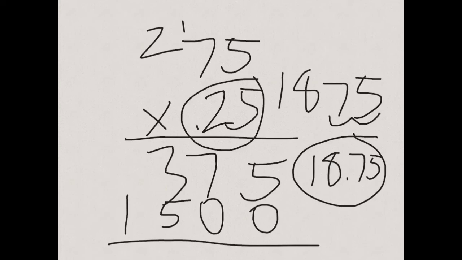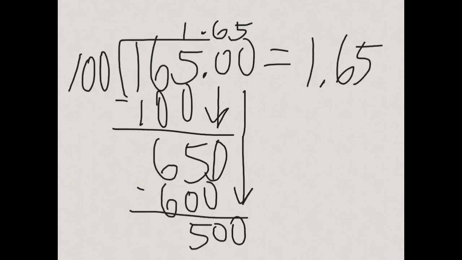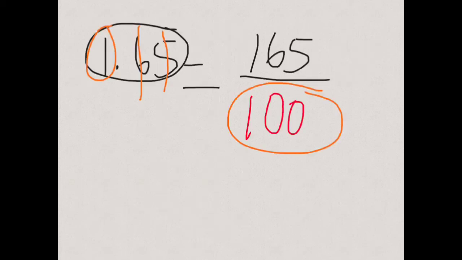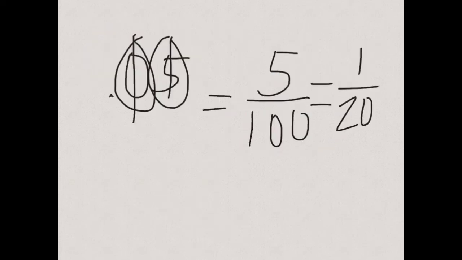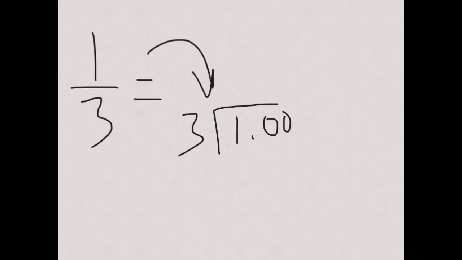Okay? So if we look back, decimals here. Where did it come from? Percentage. Right here, we divided, but we started with this decimal, 1.65. And again here, and here, and here, and here.